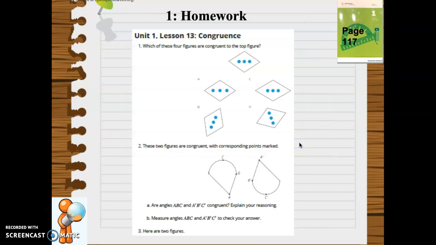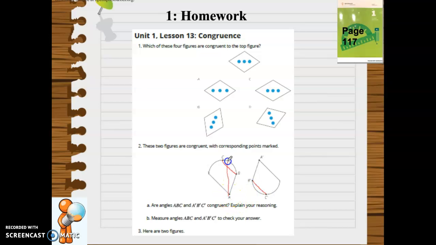Real quick overview for homework. Please use your patty paper and measure because they look the same, but not all of them are congruent. So when you explain, please make sure you are using your patty paper to test. For 2, you're doing the same thing as the classwork. You're going to find the corresponding point and you are going to connect them as said here. Are angles A, B, and C congruent? You're going to explain by measuring these. Go ahead and draw a line from B to C and you will measure. And from B prime to C prime and measure.